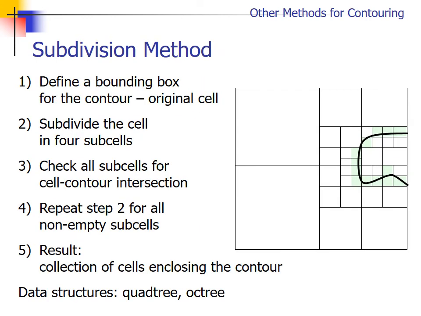The next method is subdivision of space. It allows extracting a contour without exhaustive enumeration by using spatial data structures such as a quad tree or oct-tree. This method contains the following steps. First of all, we need to define a bounding box for the contour. It's called the original cell. The next step is subdivision of the cell into 4 subcells. After that, check all subcells for their contour intersection, and repeat step 2 for all non-empty subcells. Finally, we will obtain the collection of cells enclosing the contour.